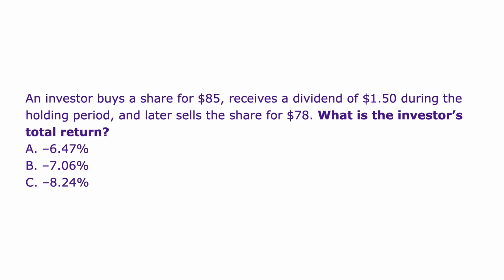Question 6. An investor buys a share for $85, receives a dividend of $1.50 during the holding period, and later sells the share for $78. What is the investor's total return? A: negative 6.47%. B: negative 7.06%. C: negative 8.24%.